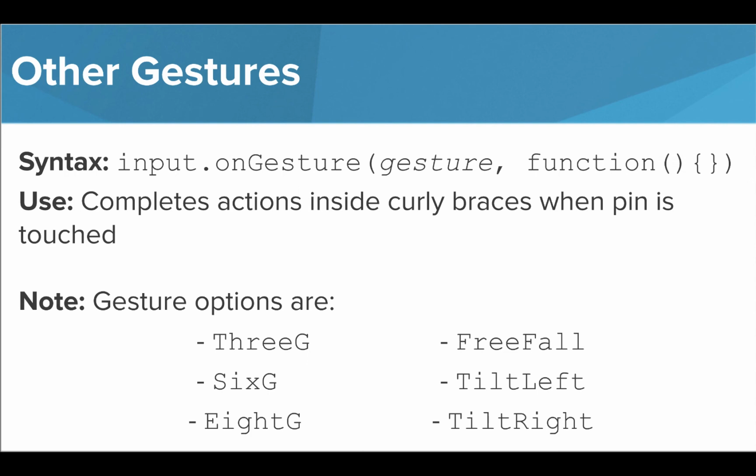We also saw that the onGesture function allows us to use even more gestures to control our programs, such as 3G, 6G, and 8G, free fall, tilt left, and tilt right. Now it's your turn to use these commands to develop programs of your own.